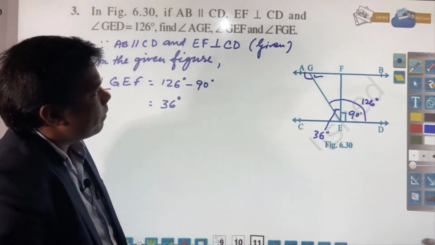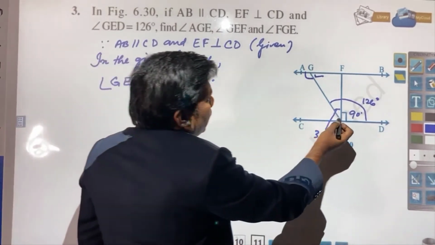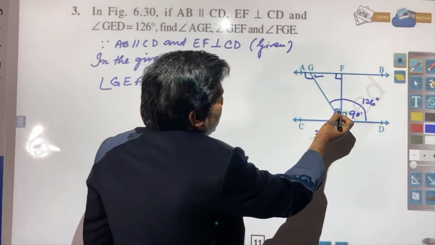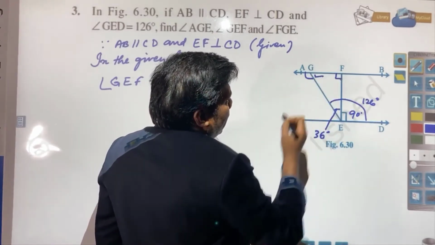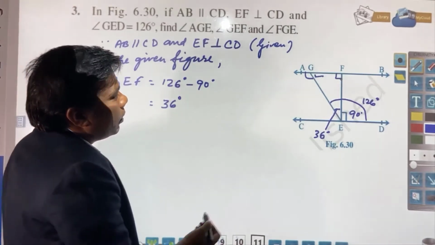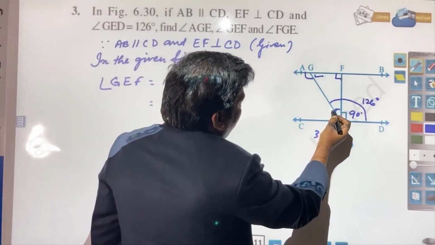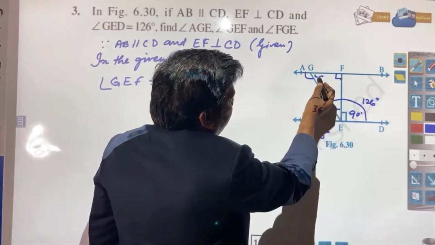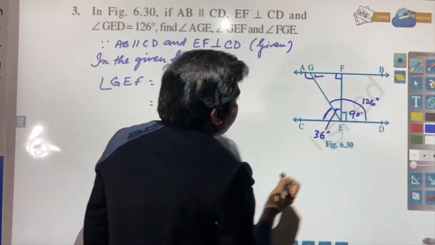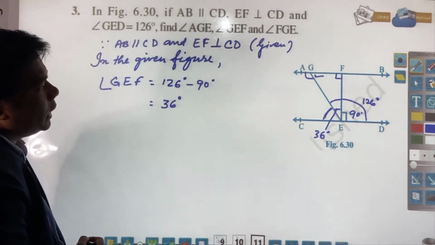and this angle will be 90 degree, and here you see this makes a triangle. So in triangle, or in other way also it can be seen. Here you see this angle will be how much? Otherwise this can be made alternate interior angle. So this angle will be what? You find out GEC.